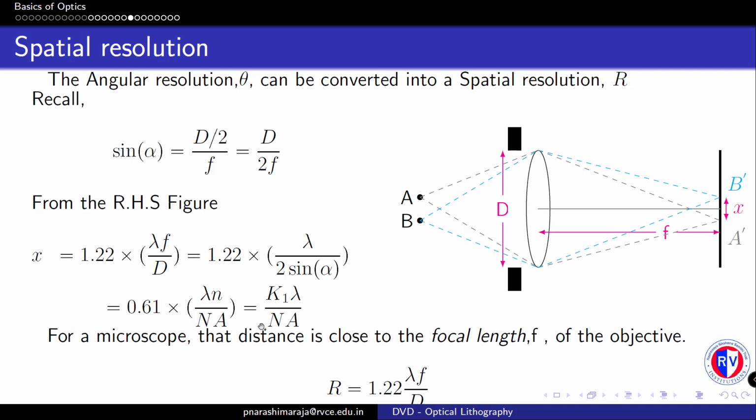So based on this formulation, a lens which has a larger numerical aperture will be able to resolve the finer details. That is what has been reflected across this particular formula, and it is also capable of collecting more light, or in other words, it is capable of collecting more of the diffracted modes, right?